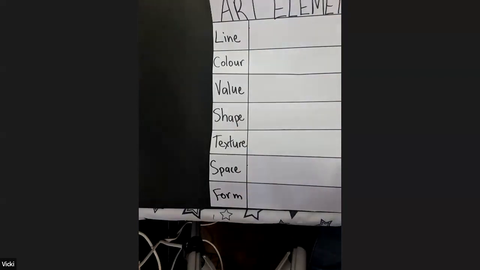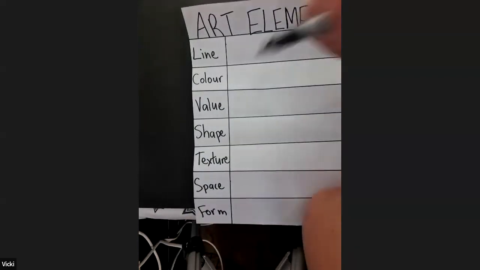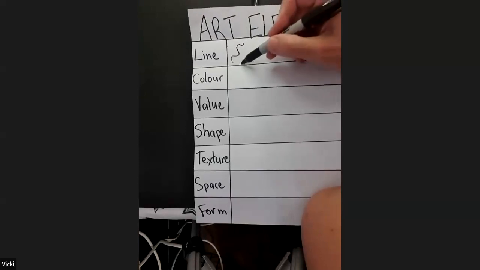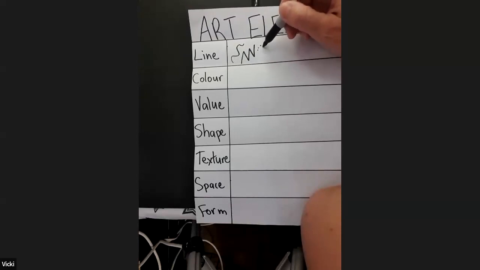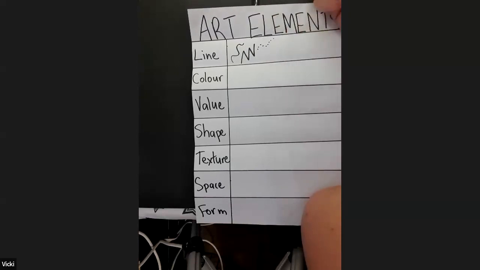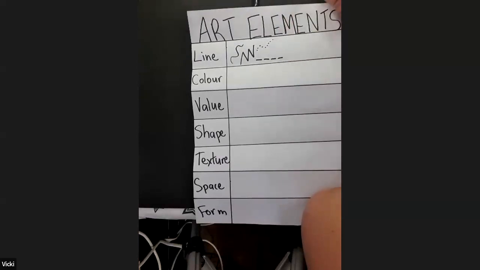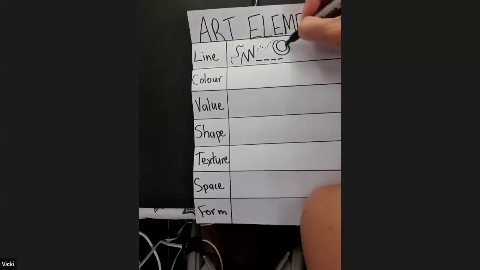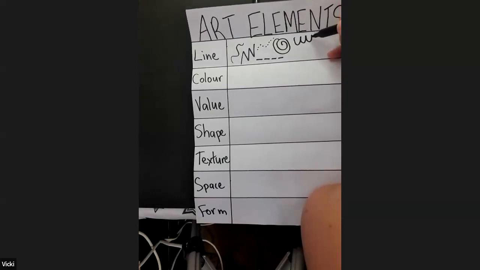Now, I want everybody to come here where it says line. What kind of lines can you think of? I can think of a squiggly line. I can think of a zigzag line. I can think of a dotted line. Can you see this dotted line? I can think of a dashed line. What about a swirly line? What about one of these lines? What do we call these again? We call these scallops, okay?